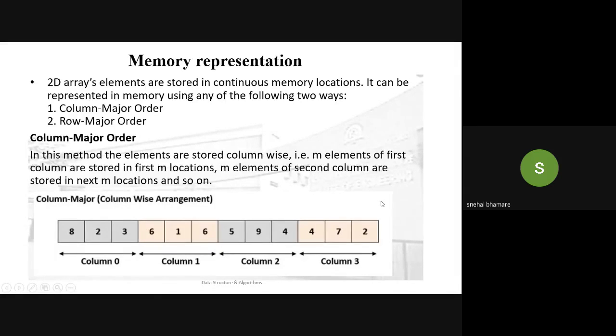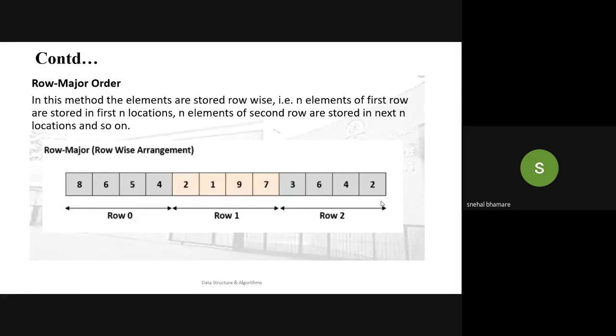So this is nothing but column major order for storing the elements in the memory locations. The second method is row major order. In row major order, the elements are stored row wise. That is, the elements of the first row are stored in the first locations. Then the elements of the second row are stored. Then the elements of the third row are stored.